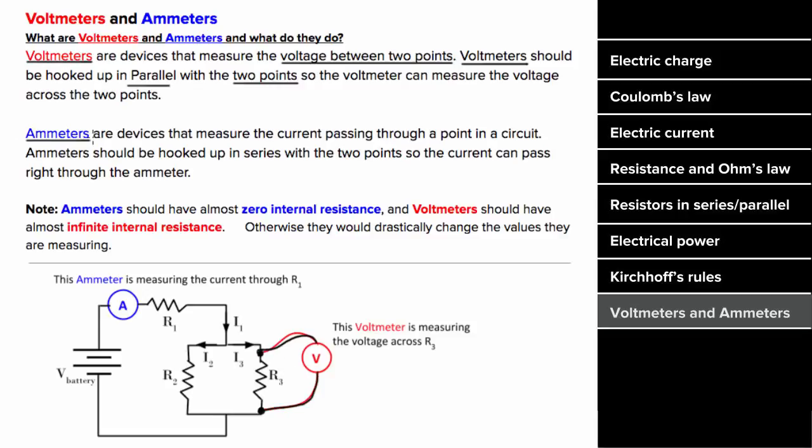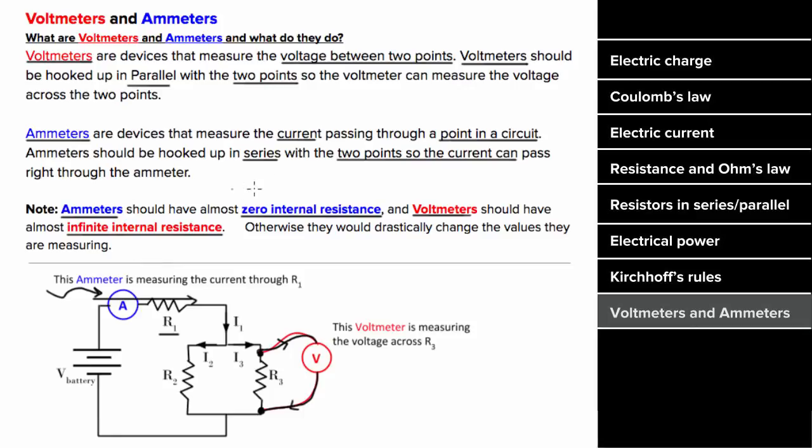Ammeters are the devices we use to measure the electrical current that passes through a point in a circuit, and ammeters have to be hooked up in series with the circuit element you want to determine the current through. In other words, if we wanted to determine the current through R1, we would hook up the ammeter in series with R1. Note that for these devices to work well, the ammeter should have almost zero internal resistance, thereby not affecting the current that flows through the circuit, and voltmeters should have near infinite resistance, so that they don't draw any of the current from the resistor.